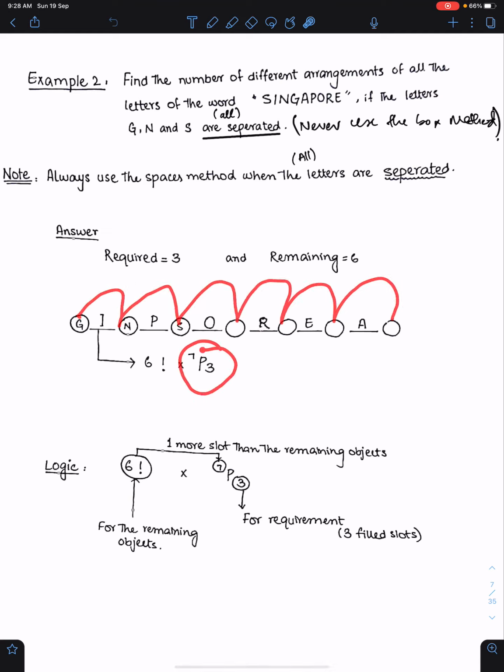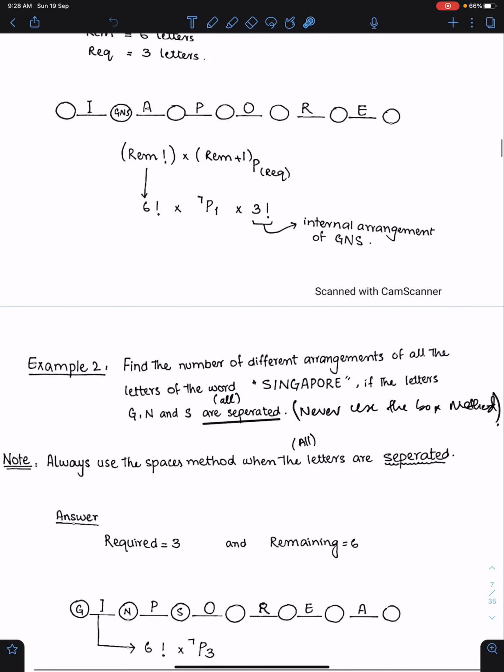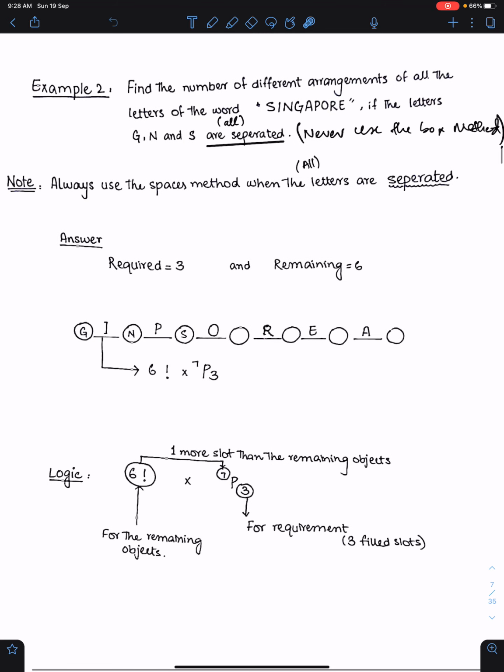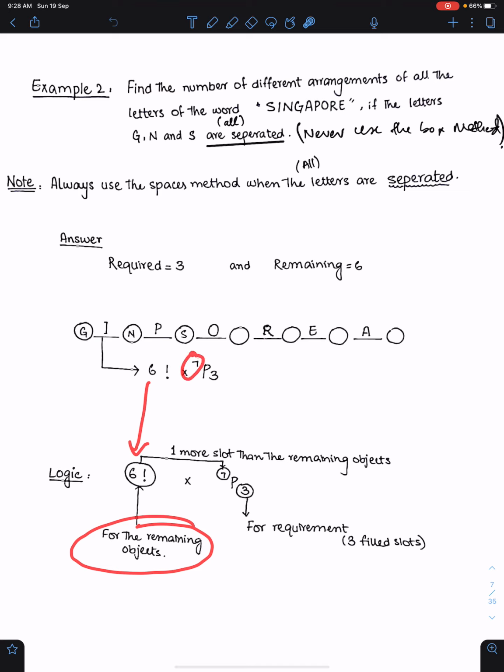So 7P3. And since we just have one single letter in each of these 3 slots, we don't need to arrange them. We don't need to write 3 factorial or 1 factorial as we did here. We did this here because in one slot we had 3 letters, so we had to arrange all those 3 letters. Here we just have single letters in all 3 slots, so we don't need to arrange them. So 6 factorial is for the remaining objects. Slots are always one more than the remaining objects, so 7, and P3 because we have to fill any 3 slots.